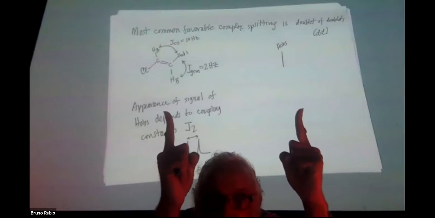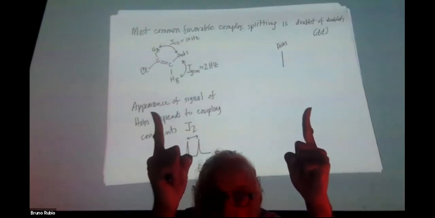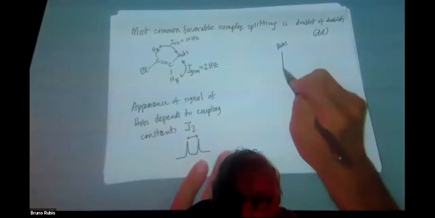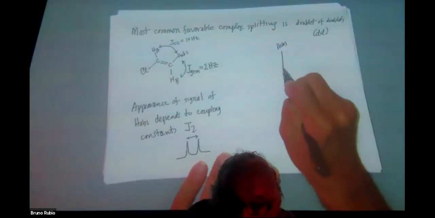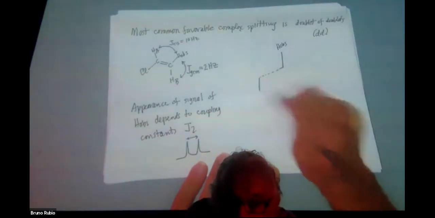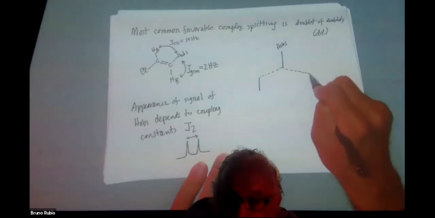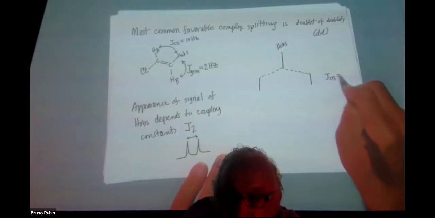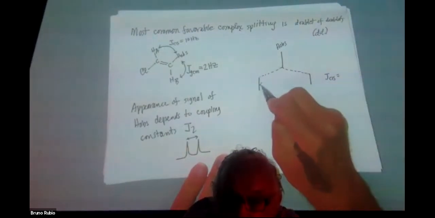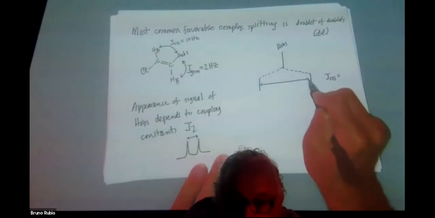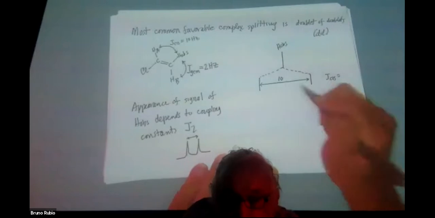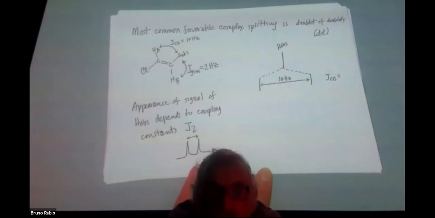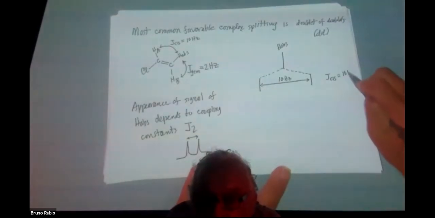I'll do this later on a piece of graph paper. I'm just going to do it freehand now because I don't really need graph paper for this simple problem. So I take this unsplit signal and now turn on the doublet splitting. Turn on the doublet splitting of J cis, right? And this distance here, imagine I'm doing this on a piece of graph paper, that's 10 hertz. Okay, so I turned on the J cis coupling.